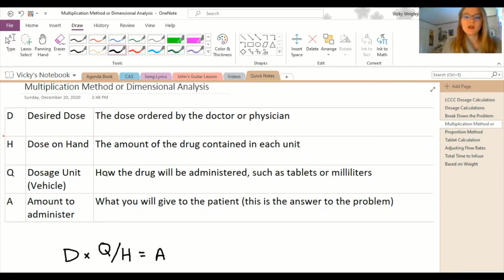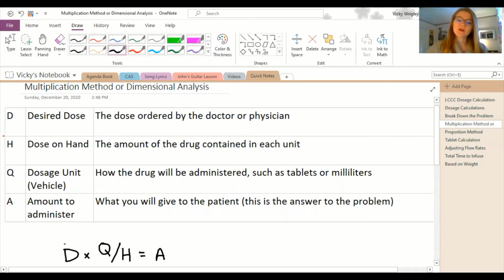This is your strategy every time you are applying it to a dosage calculation problem. This is how you're going to set it up. I have a formula down here. It says D times Q over H equals A.